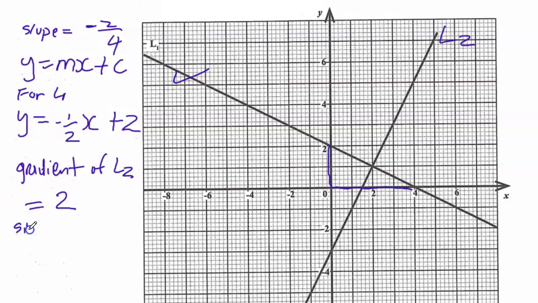Since L2 is perpendicular to L1. Remember, if two lines are perpendicular, then the product of the gradients should be equal to minus 1. So if you multiply 2 times minus half, you'll end up with minus 1. So the solution: the gradient of L2 is equal to 2.